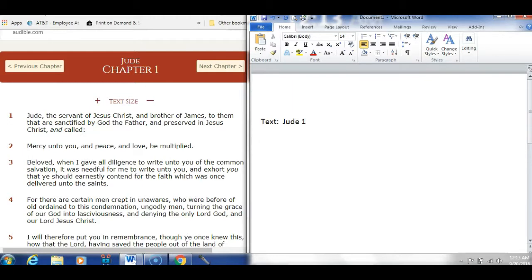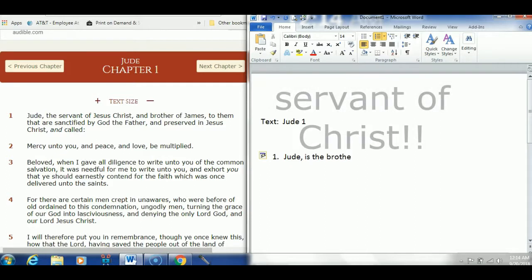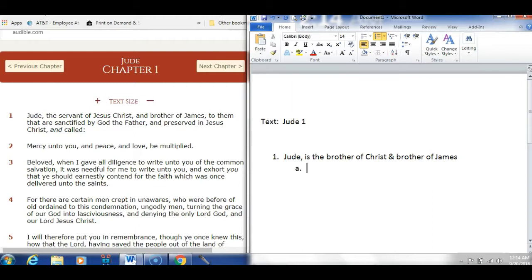Okay, so I need to read the text. "Jude, the servant of Jesus Christ and the brother of James, to them that are sanctified by God the Father and preserved in Jesus Christ and called." So that's a lot, so I'm going to look at it piece by piece. Jude, the servant of Jesus Christ and the brother of James. So Jude is a brother of Christ and brother of James. He's writing to them that are called. I'm sorry, he was writing to them that are sanctified.